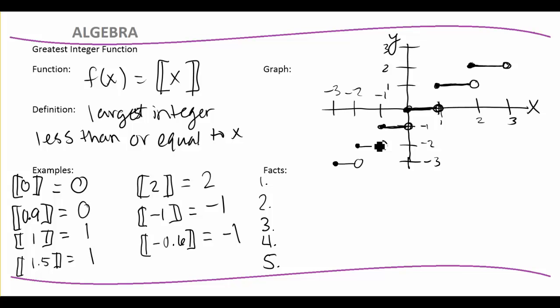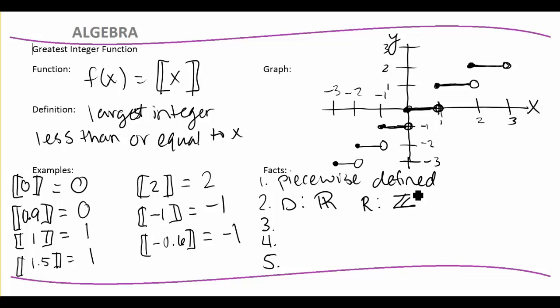Let's list some facts about the greatest integer function. The first fact: the greatest integer function is piecewise defined. The second fact: the domain of the greatest integer function is all real numbers, and we denote all real numbers by this scripted R. The range for the greatest integer function is the set of all integers, and all integers is represented by this scripted Z.